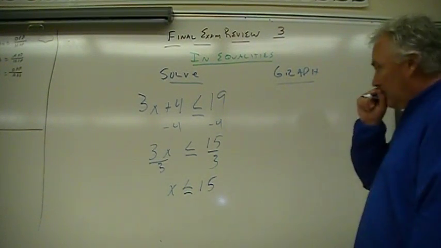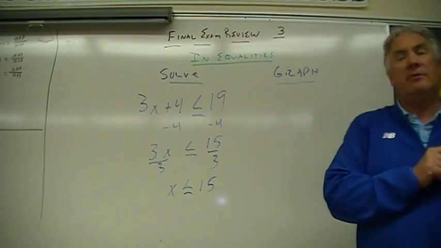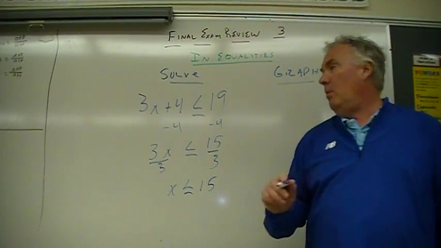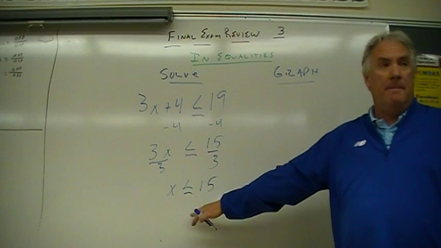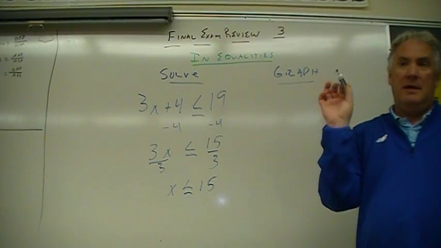This is our review. So x is less than or equal to 15. And so we do need to graph this though. If it was an equal sign, all it would be is a point equal to 15.